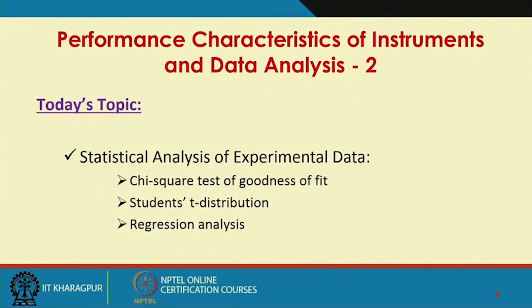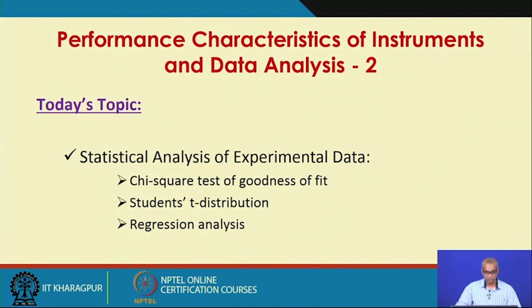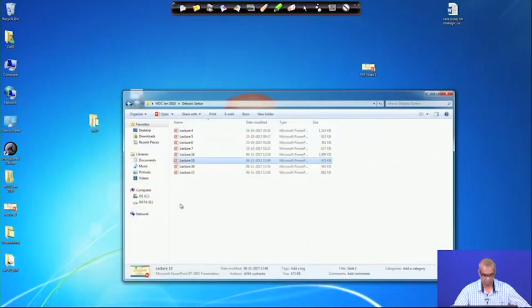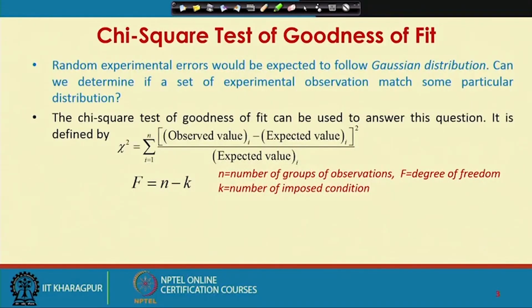So, today's topic is chi-square test of goodness of fit, students t distribution and regression analysis. Let us start with chi-square test of goodness of fit.